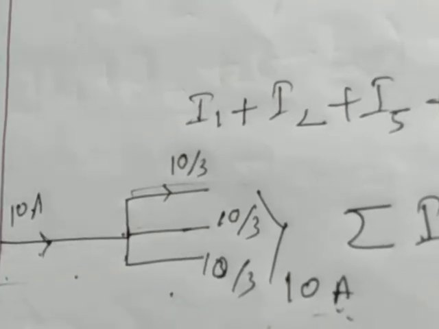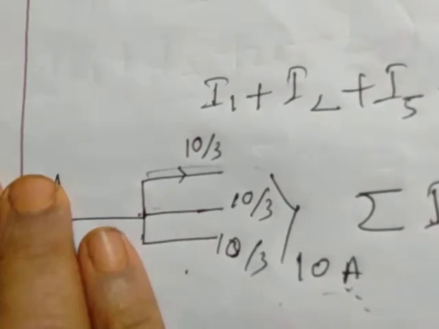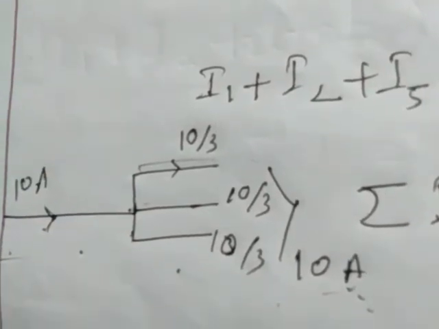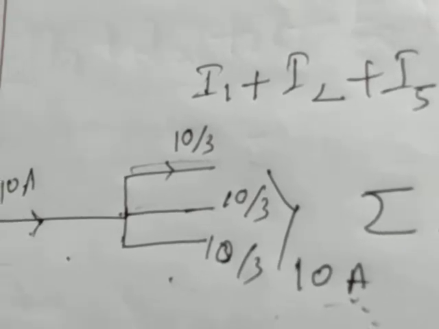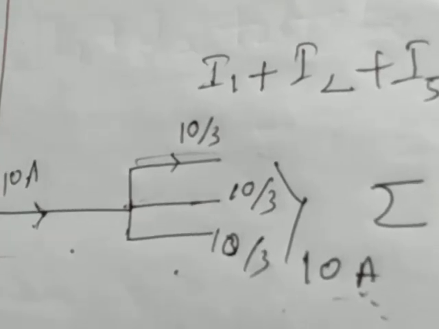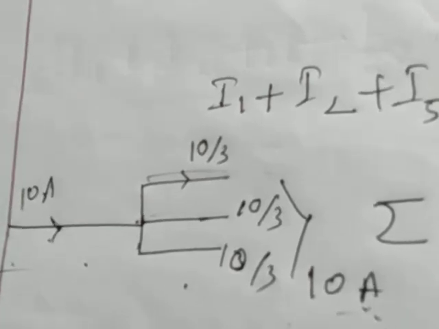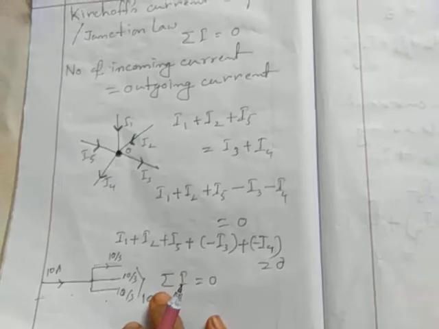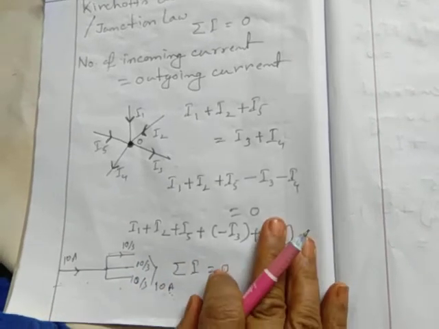If the incoming current is 60 ampere, then the outgoing current is also 60 ampere. It is not like 20 ampere is the incoming current, but after some time it becomes 30 ampere. That cannot be possible. That means whatever the incoming current is, that will be the outgoing current. So I think from this example you can understand.